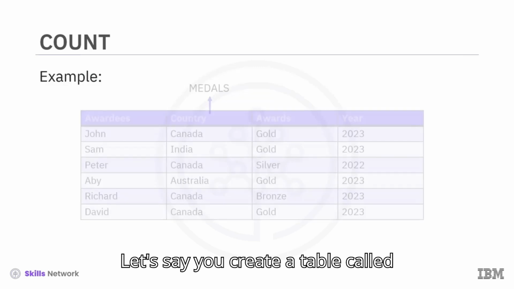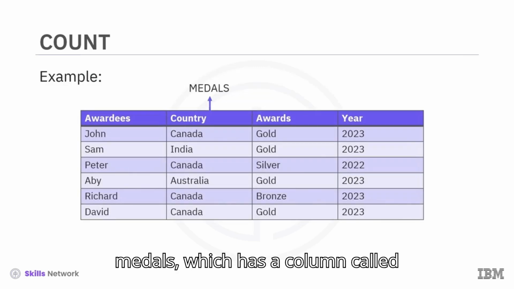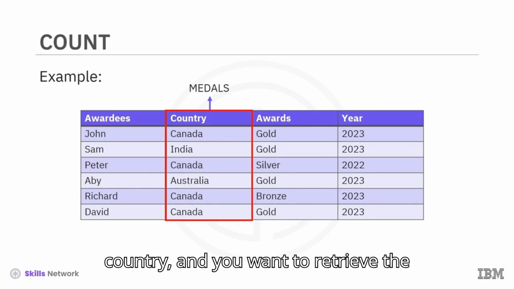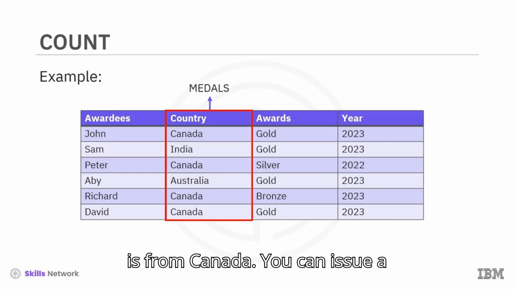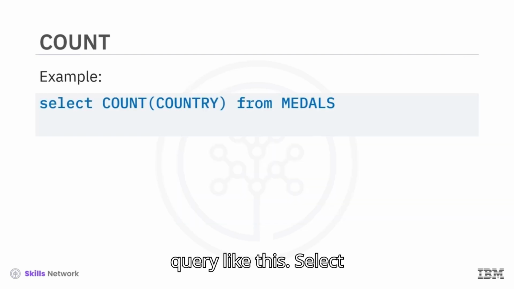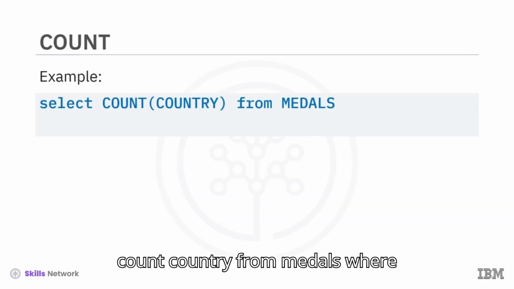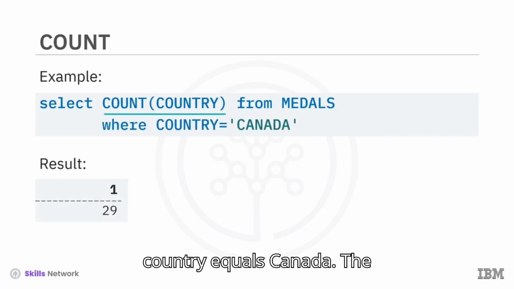Let's say you create a table called Metals, which has a column called Country, and you want to retrieve the number of rows where the medal recipient is from Canada. You can issue a query like this. Select Count Country from Metals where country equals Canada.